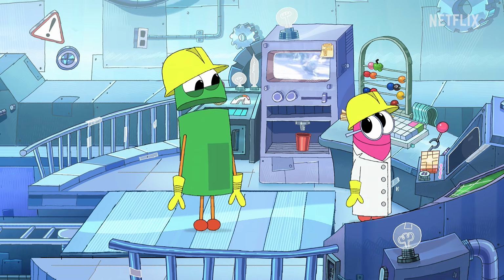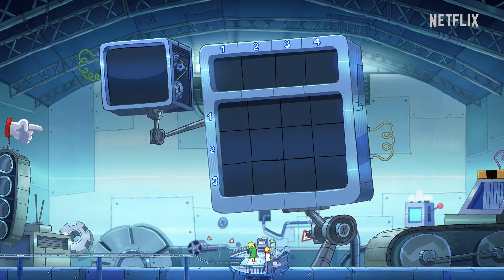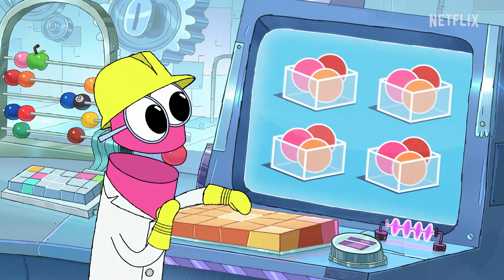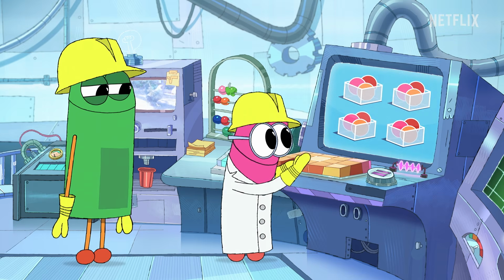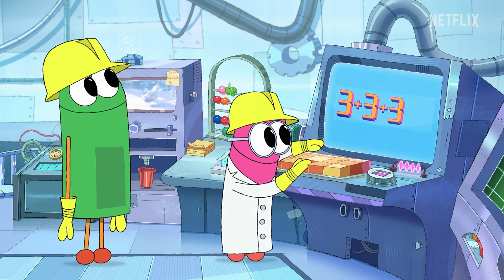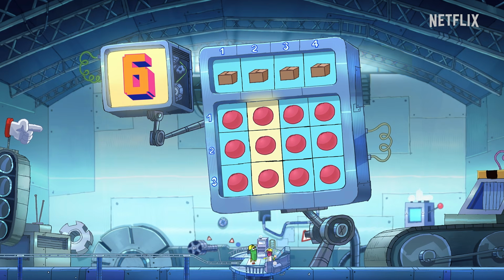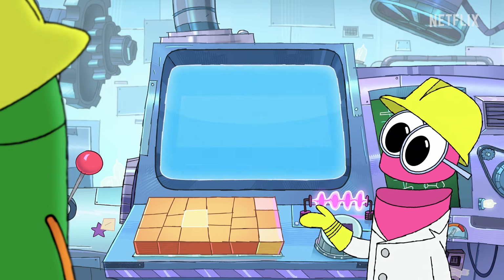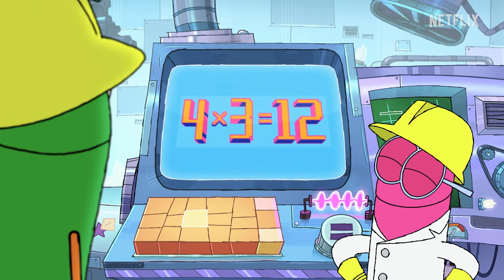I don't get it, Ada. Okay, look. Imagine you have 4 boxes. And inside each box are 3 balls. To find out how many balls there are in total, you can just add the number 3 4 times. So 3 plus 3 plus 3 plus 3 equals 12. That's the same thing as saying 4 times 3 equals 12. That little X means multiplication.